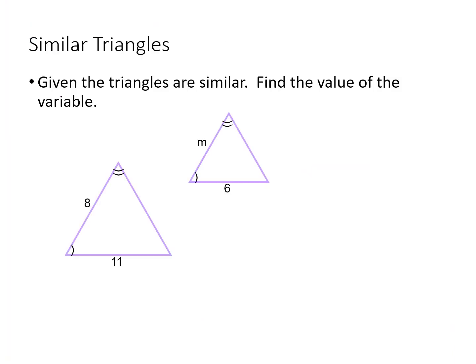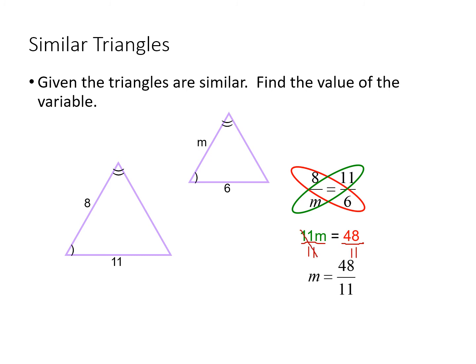Given the triangles are similar, find the value of the variable. So first, let us form a proportion out of the given corresponding sides. So we have 8 is to m is equal to 11 is to 6. Cross multiply, we have 11m is equal to 48. And then to solve for m, divide both sides by 11. Therefore, the value of the variable m is 48 over 11.